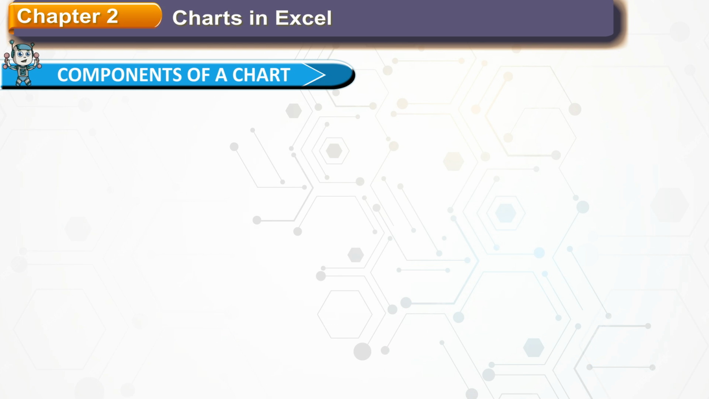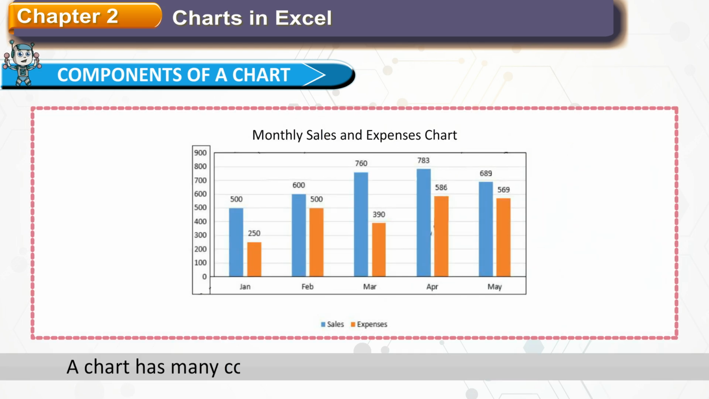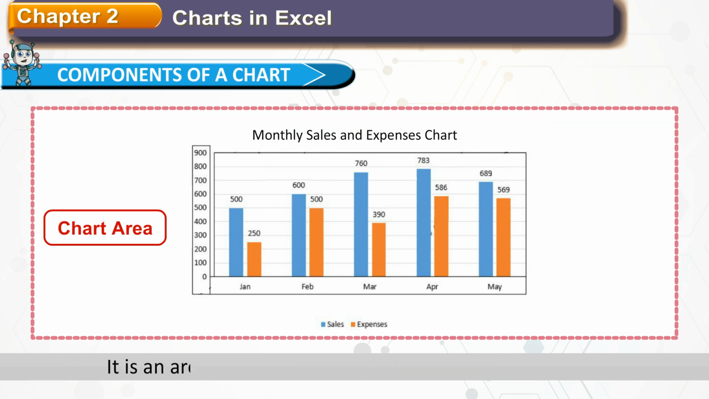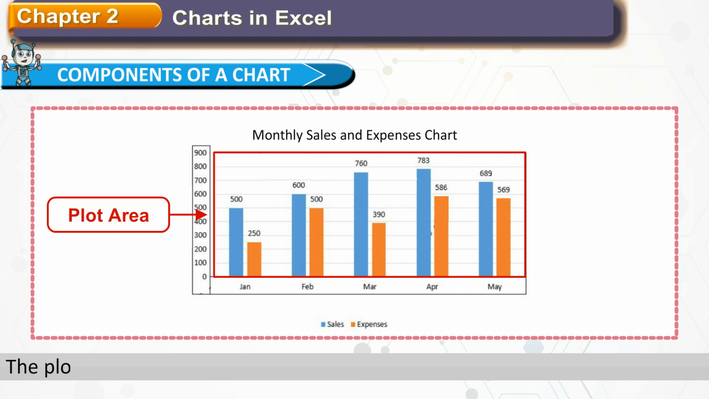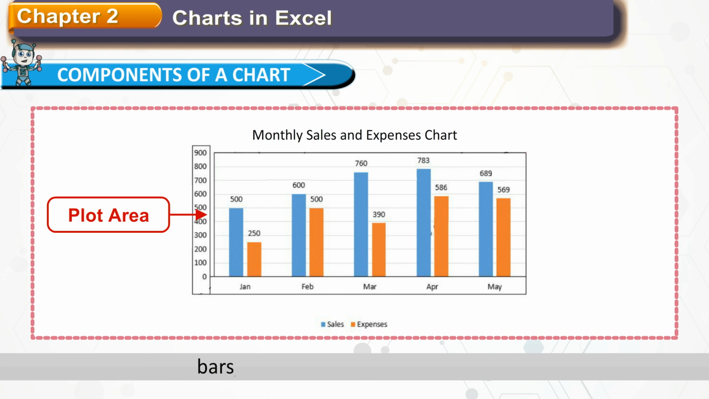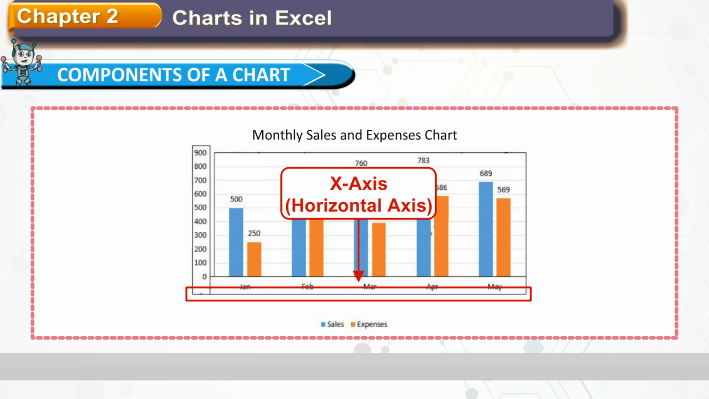Components of a chart. A chart has many components. Some of them are discussed here. Chart area. It is an area where we can create and modify the charts. Plot area. The plot area is the region within the chart that displays the actual data points, bars, lines, or other chart elements. It's where you can see the visual representation of your data.